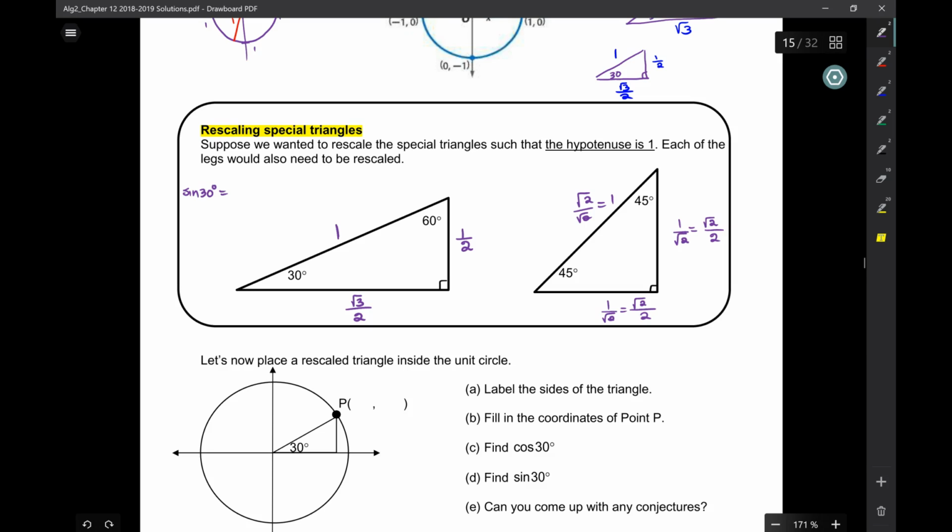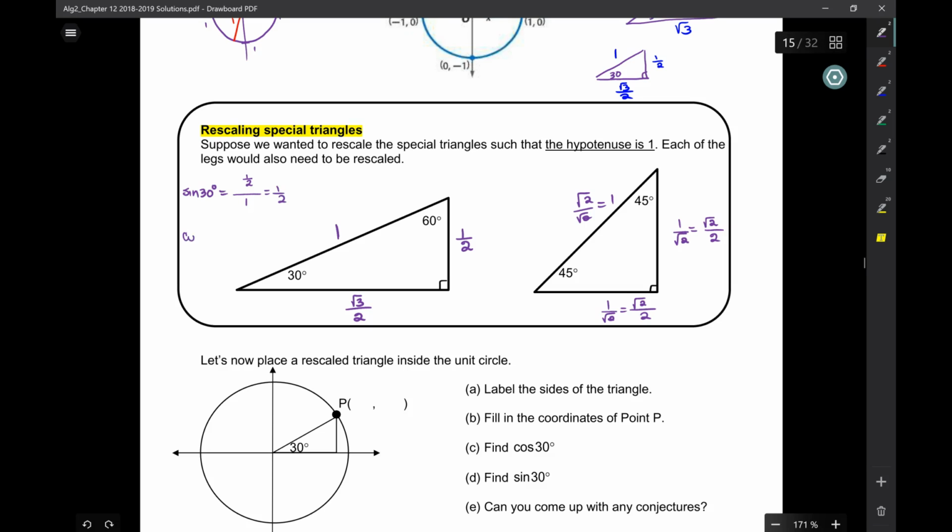Remember how we said it was opposite over hypotenuse, right? Well, if I do the opposite side, it's 1/2 over the hypotenuse, which is 1. 1/2 over 1. How much does that give me? What's anything over 1? The same. So it's 1/2.